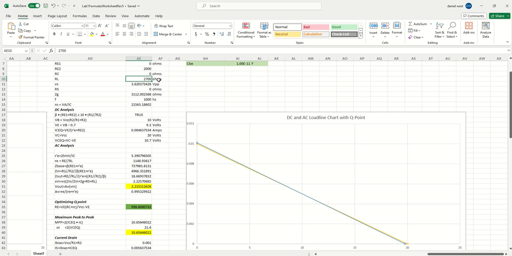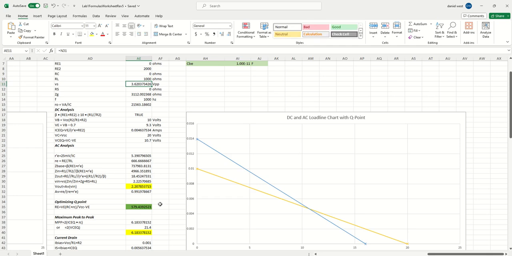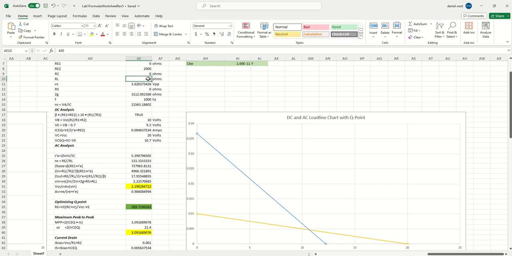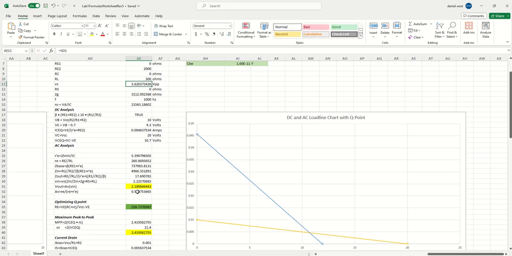So if I decrease this to 1K on the load, our gain went down. It's 0.9919 or 0.992. Okay, so then let's cut that in half again just to see how the circuit is acting. So now it's 0.987, right, with a load of 500. So with a load of 400, it decreases a little more. Then a load of 300, it decreases even more.